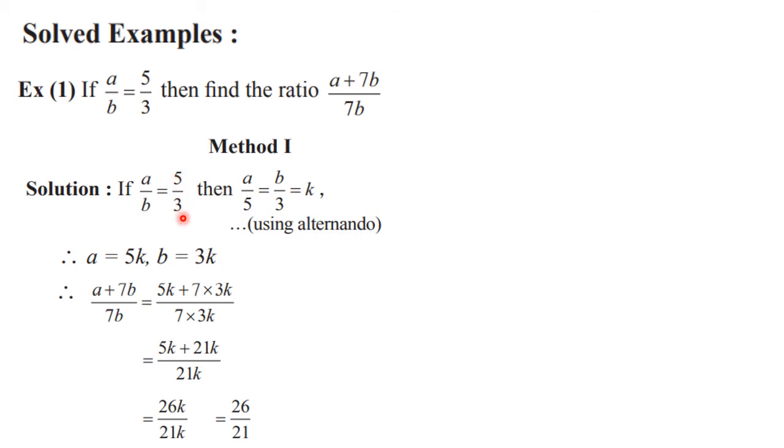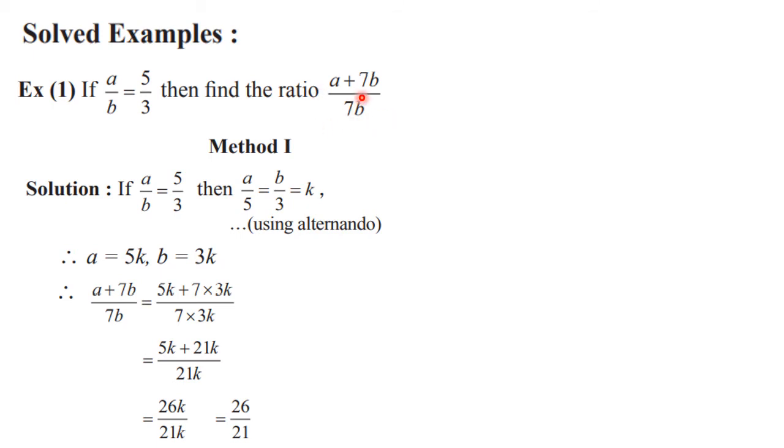Then also it will do, because you know that the ratio is always in the reduced form and it also has a common multiple. So that common multiple you have to take as K. If you don't want to go for alternando, you can write down A upon B is equal to 5 upon 3, which is the same as 5K upon 3K. It indicates that the value of A is 5K and the value of B is 3K. Now take the term which you want to find out.